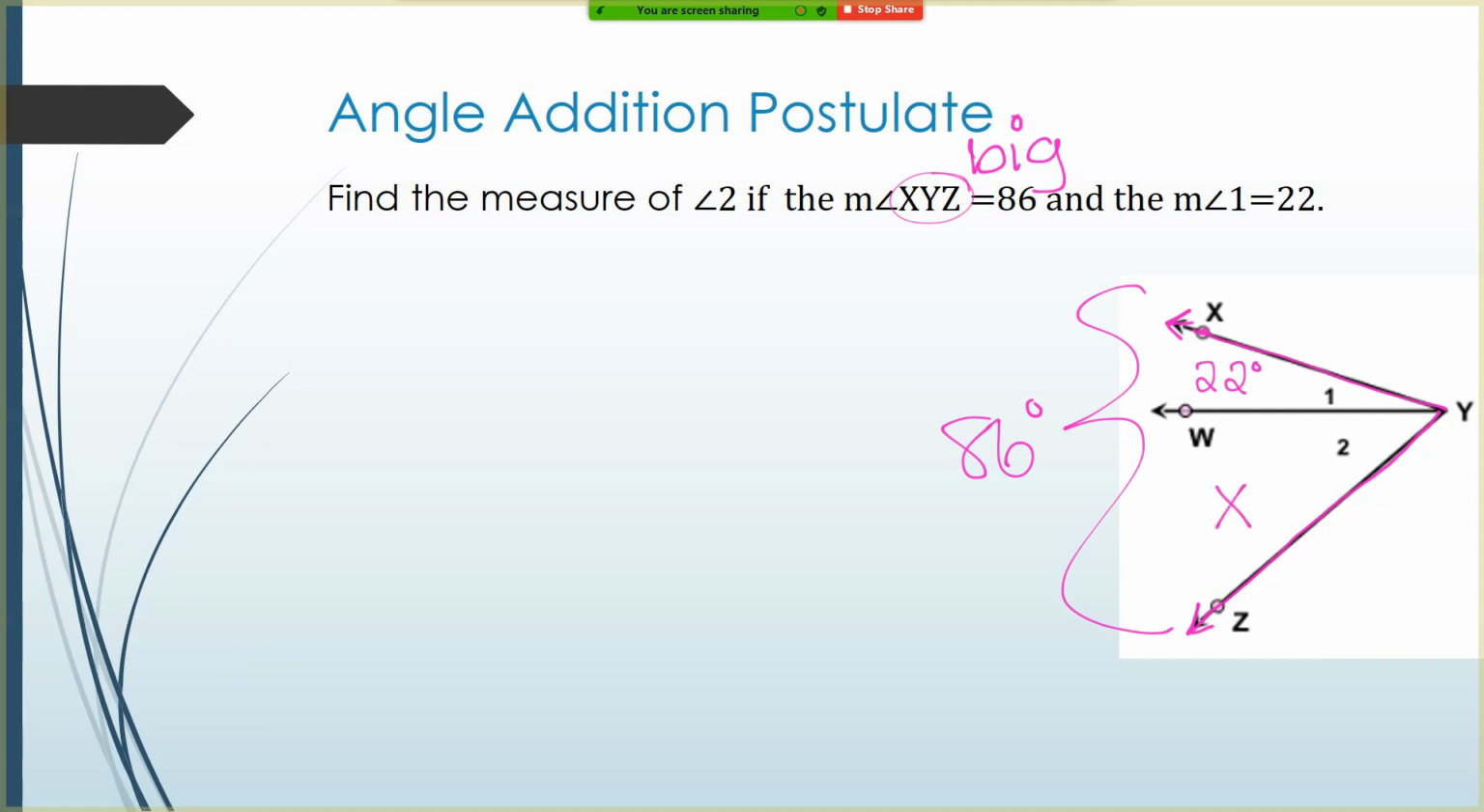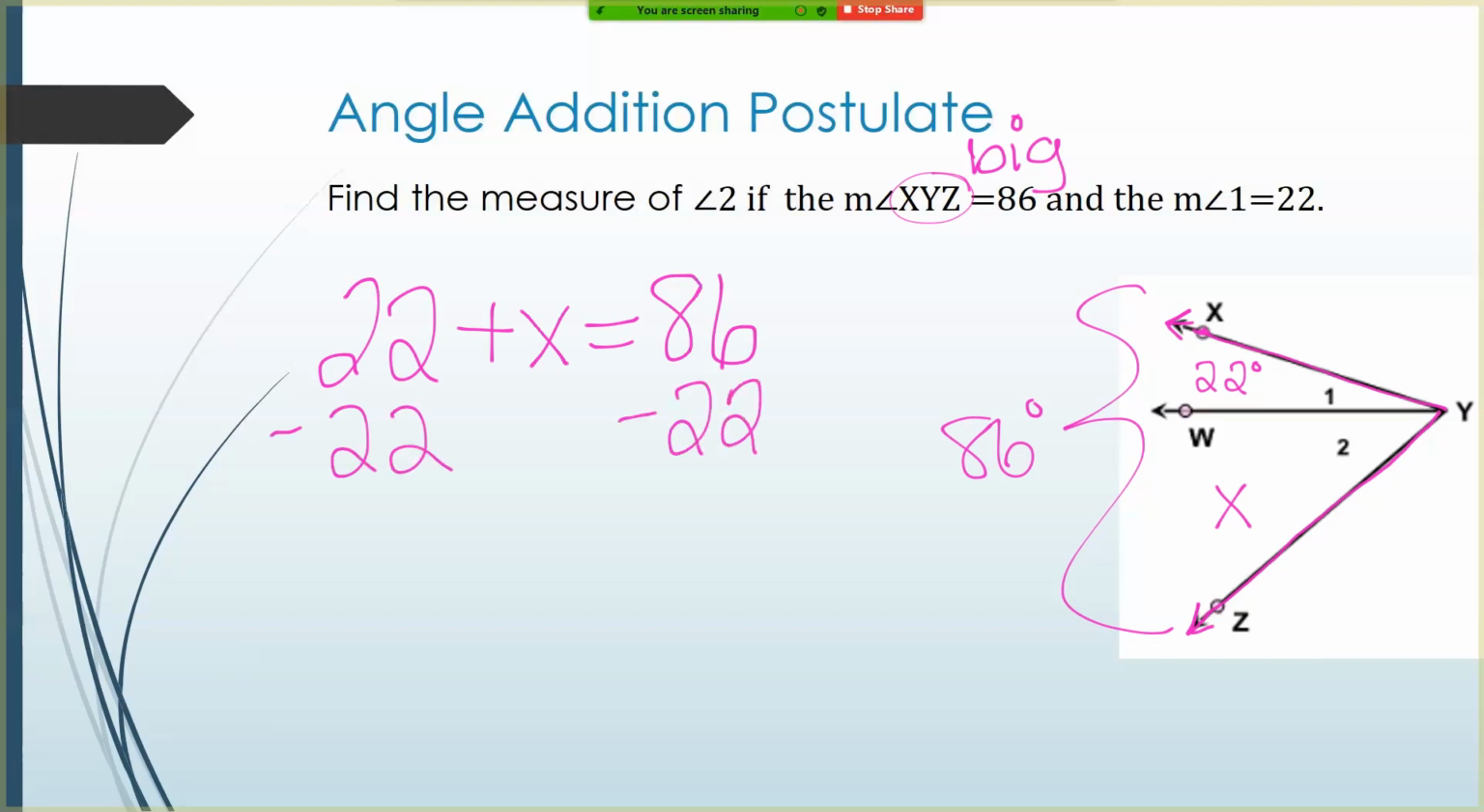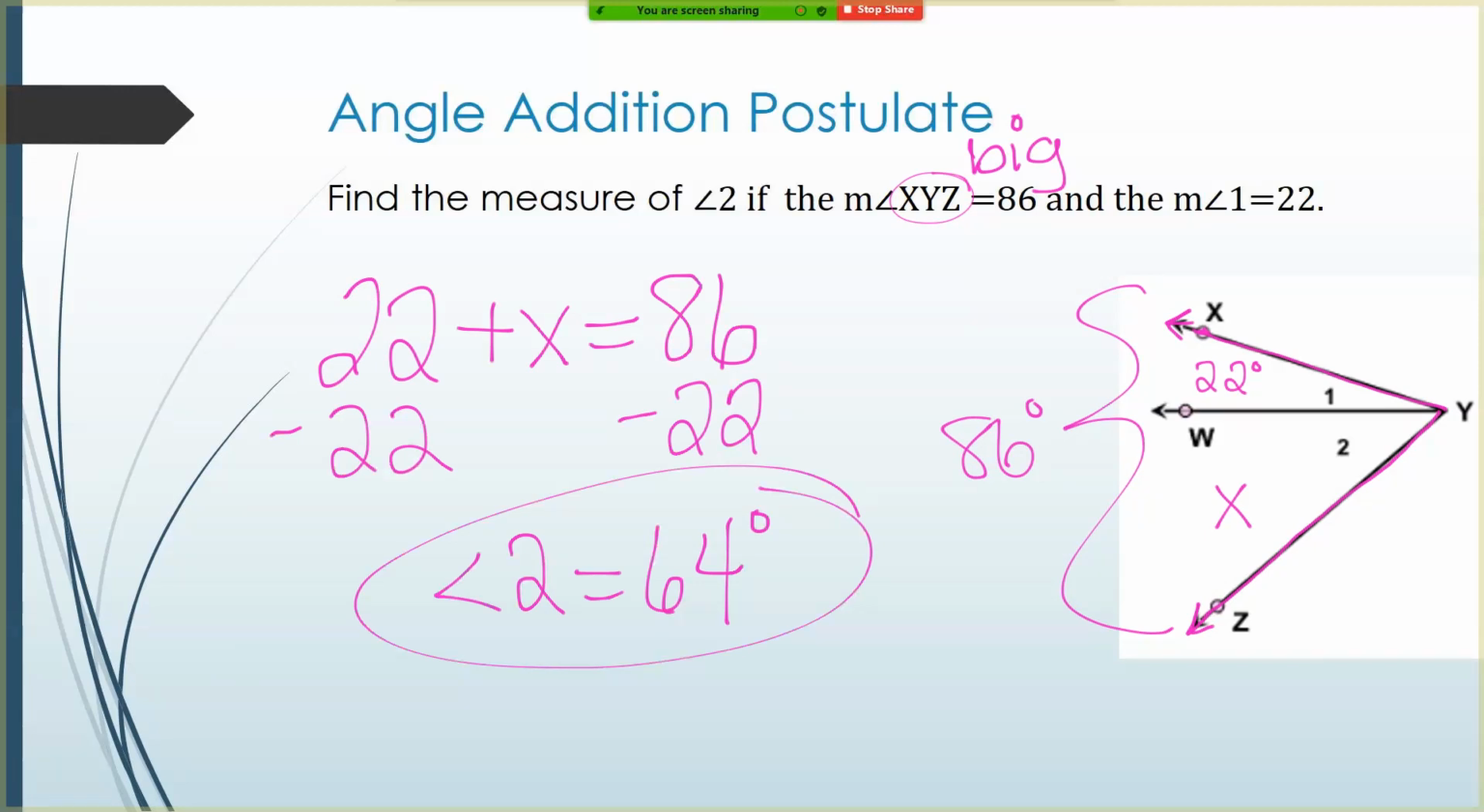If we call this X, we're trying to find X. We know that 22 plus X has to equal the big angle, which is 86. We're going to do exactly what Kristlyn said and subtract 22. So angle 2 is 64 degrees. There's a lot of algebra in geometry.